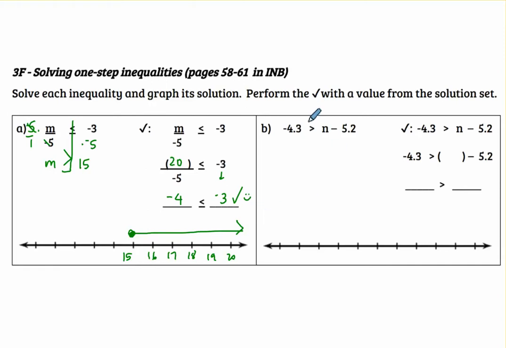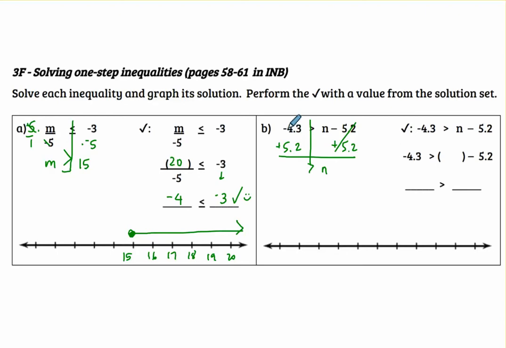Moving on to B, I'm going to draw my river. And I need to get rid of this minus 5.2, so I'm going to add 5.2 on both sides, making sure that I line up my decimals. These cancel out. I'm left with N. I know that my symbol does not flip yet because I have not multiplied or divided by a negative. So I still have a greater than symbol, but now I need to do the work.